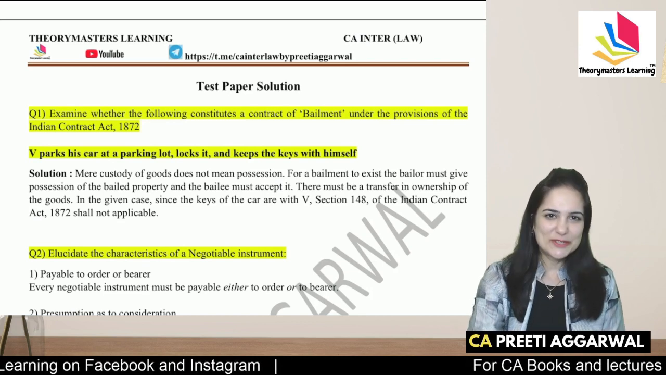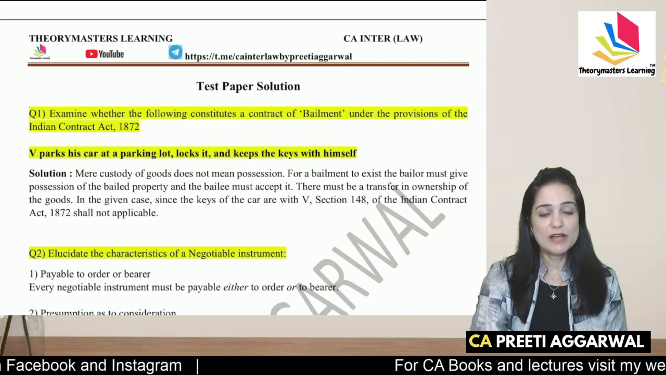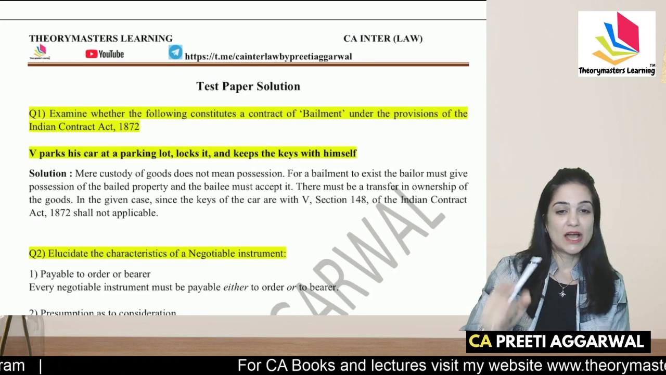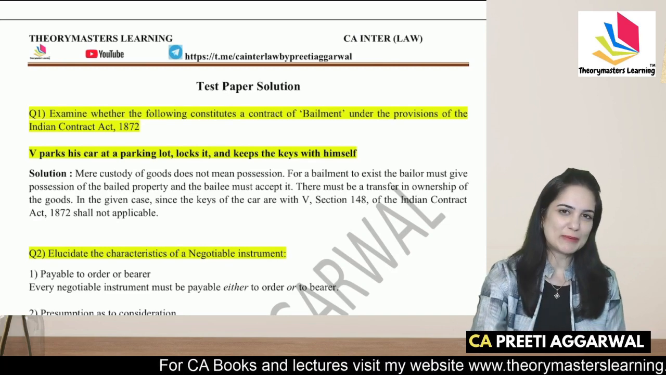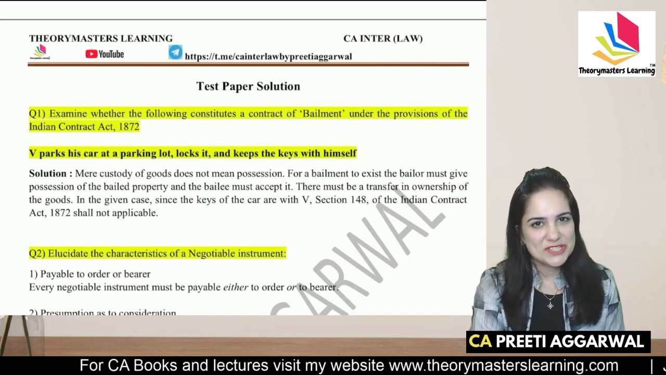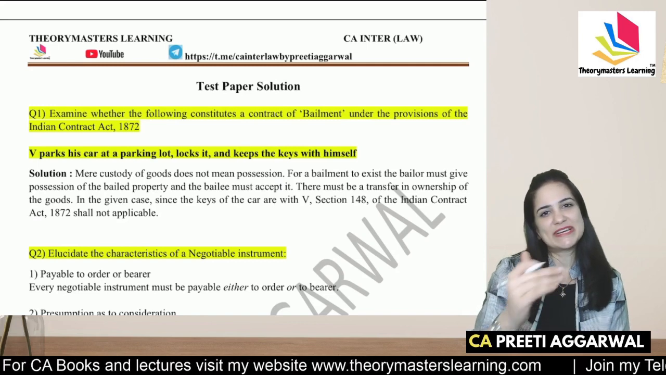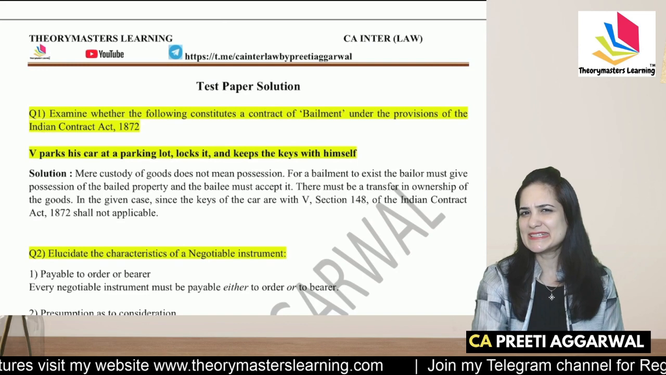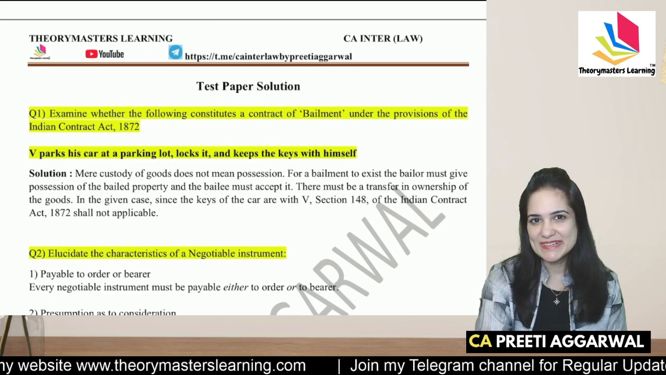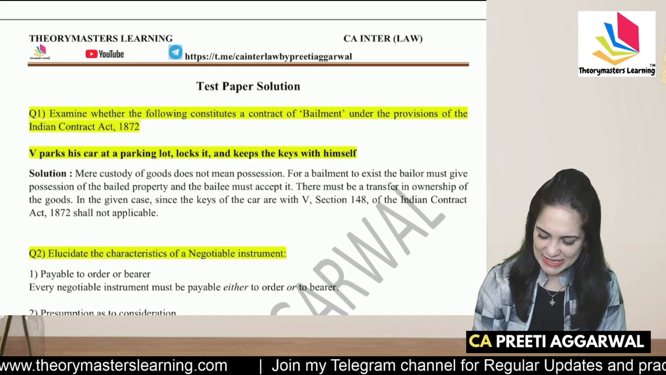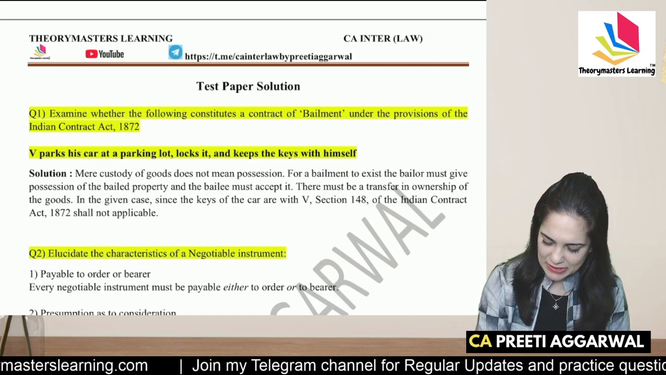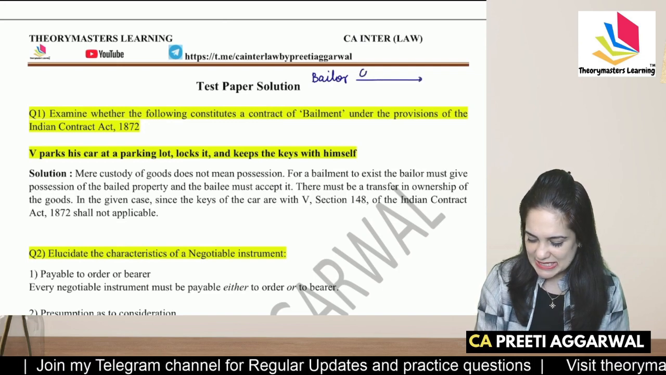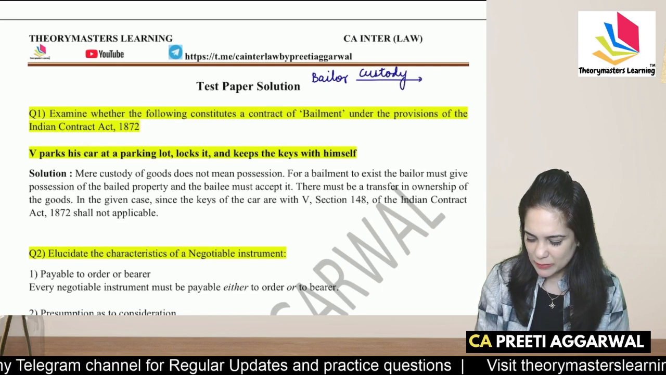Let us discuss the solution to the first question. V parks his car at a parking lot, locks it, but keeps the keys with himself. It's a 2-mark question. We need to determine whether it is a contract of bailment or not. We had discussed the essential elements of bailment. One of the essential elements is that for valid bailment, the bailer should transfer custody as well as possession.